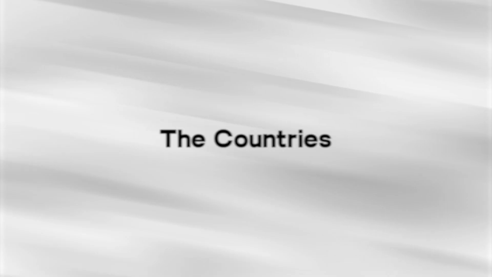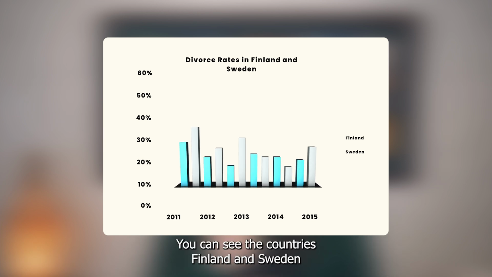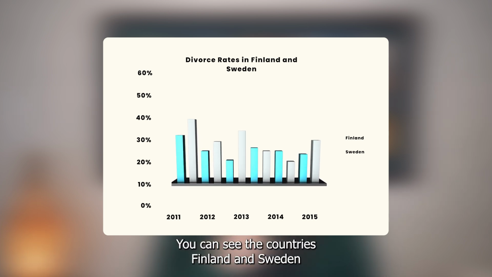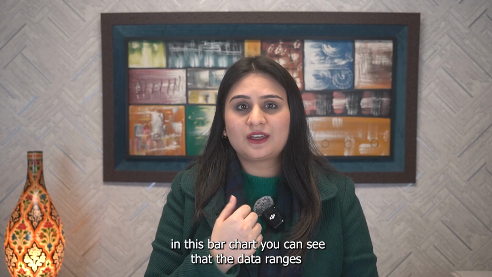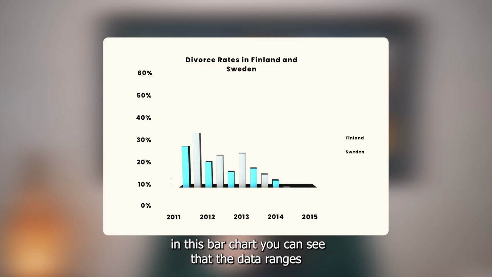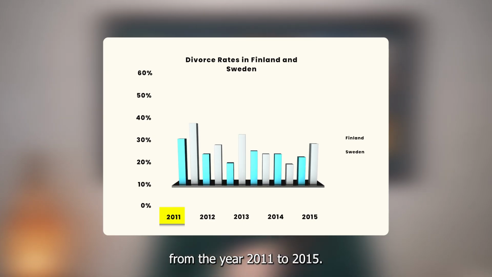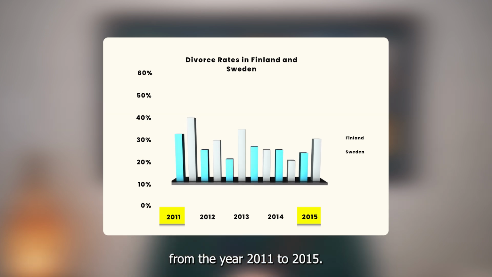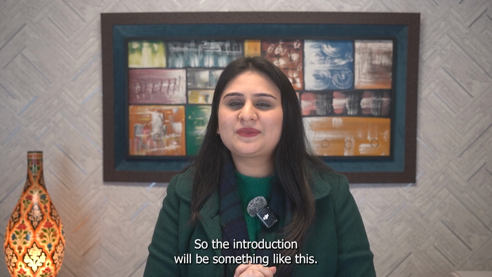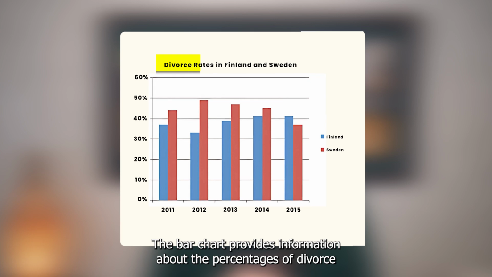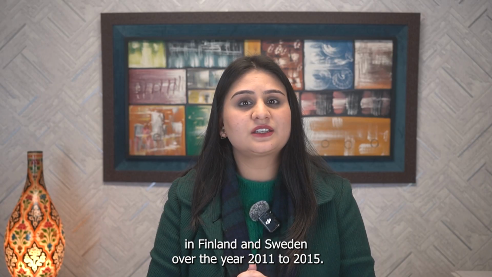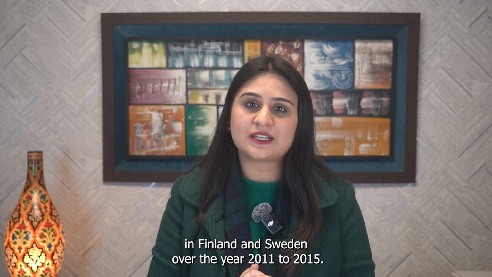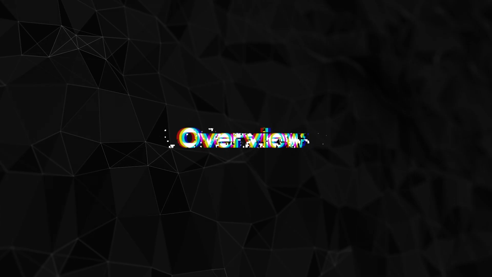Number 2, the countries. In this particular bar chart, you can see the countries Finland and Sweden. And the number 3 component is going to be the time frame, the years. In this bar chart, you can see that the data ranges from the year 2011 to 2015. So the introduction will be something like this. The bar chart provides information about the percentages of divorce in Finland and Sweden over the year 2011 to 2015.